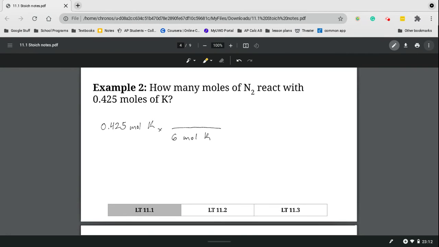Then we're matching that up. Moles of K on the bottom so that they cancel out. Moles of N2 on the top. And then you just multiply that out. 0.0708 because we have 3 sig figs. Moles of N2.